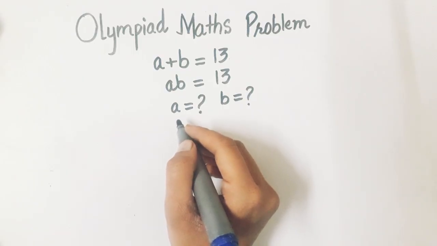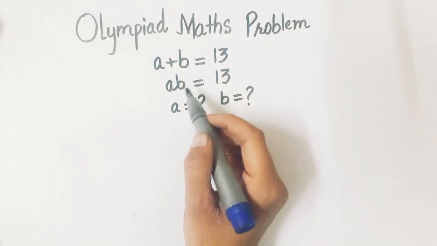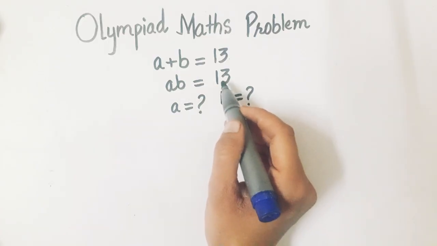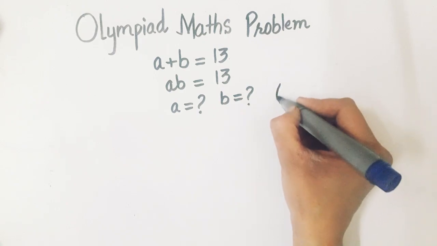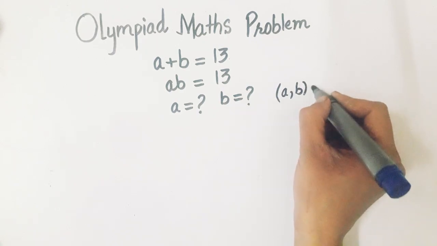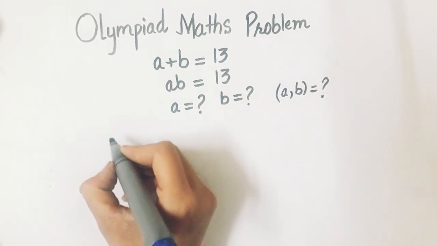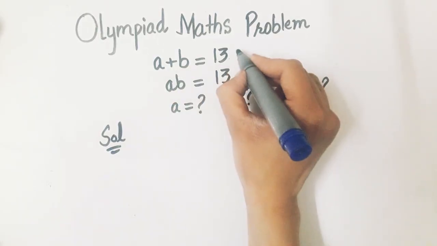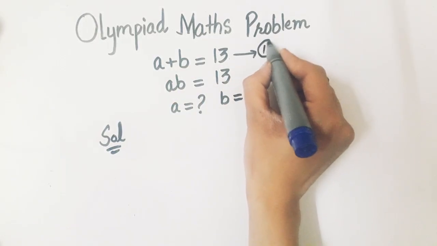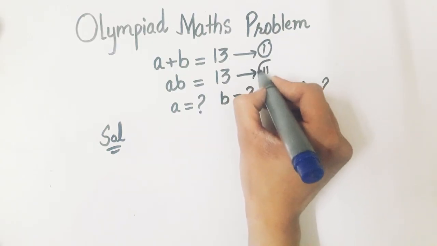Today's interesting problem is: a plus b equals 13 and the product of ab is also equal to 13. You have to find the value of a and b, or write this in ordered pair form. So we will start this question by considering a plus b equals 13 as equation 1 and ab equals 13 as equation 2.